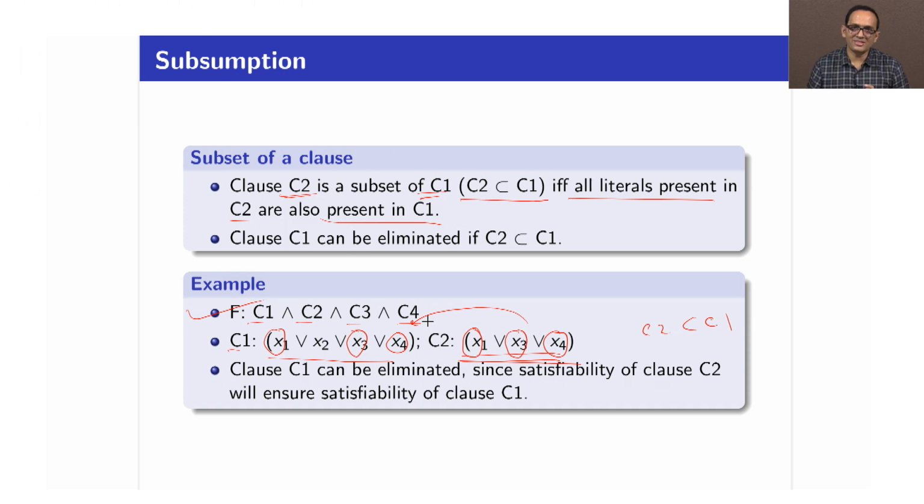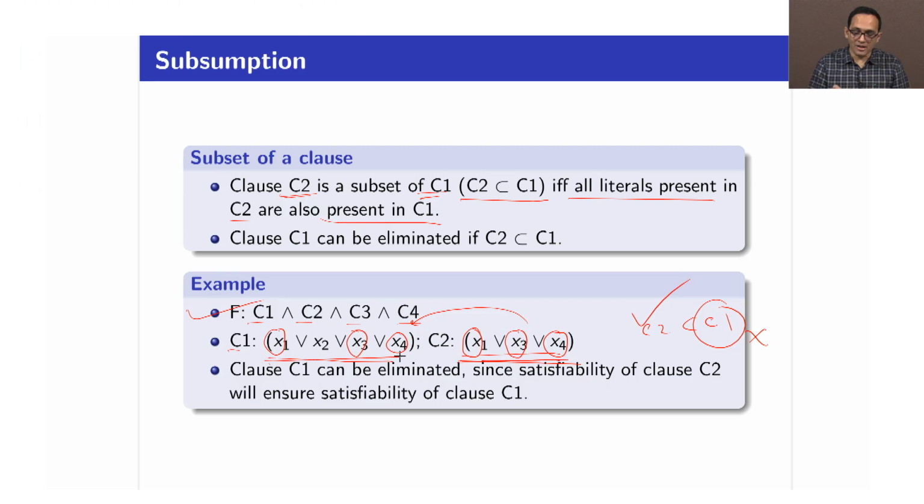Here it is very clear that there is overlap. So which clause can I remove here? Should I remove C1 or should I remove C2? The answer is you should remove the bigger clause, C1. You remove C1 and keep C2. Why? Because this has fewer literals and this has more literals.